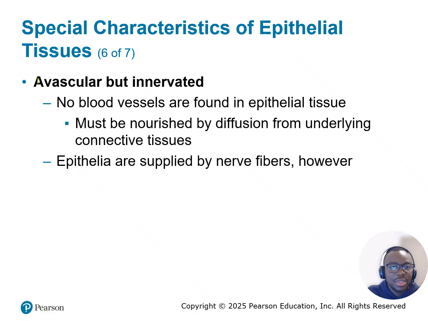Epithelial tissue is avascular but innervated. Avascular means it contains no blood vessels. Epithelial cells are nourished by substances diffusing from blood vessels in the underlying connective tissue. Although avascular, epithelial tissue is supplied by nerve fibers.